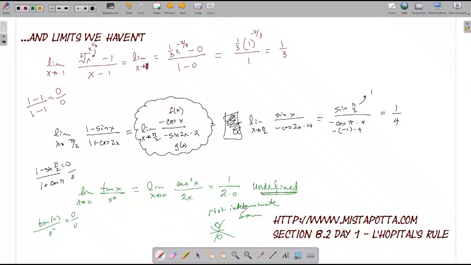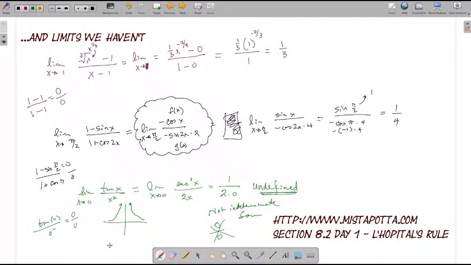As a matter of fact, if I look at the graph of this function, I'm going to see an asymptote here and an asymptote here. So I'm going to see a vertical asymptote where my function does not exist and no limit exists. Just because I have L'Hopital's rule as a tool does not mean that I magically gain the ability to get a limit for functions that didn't have one.